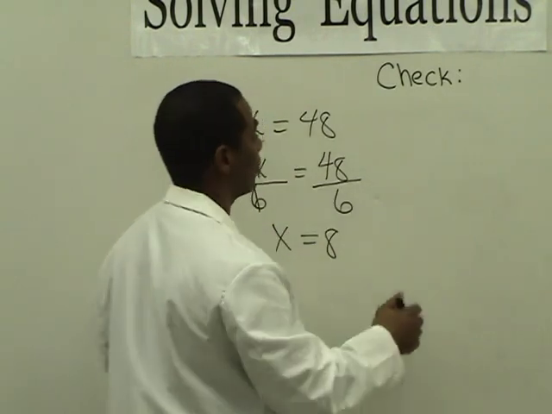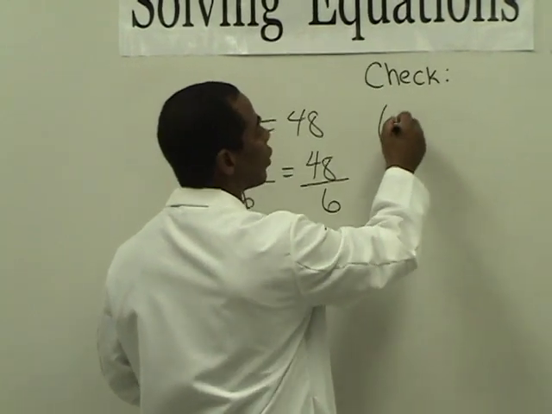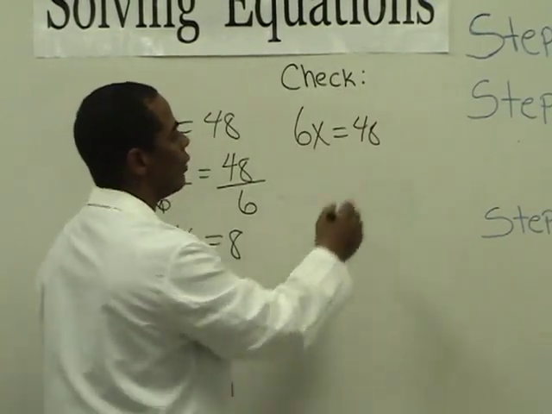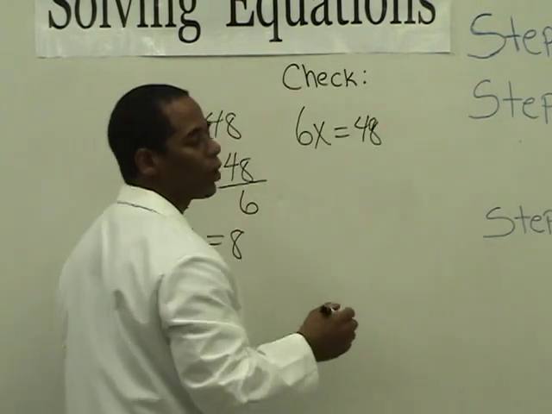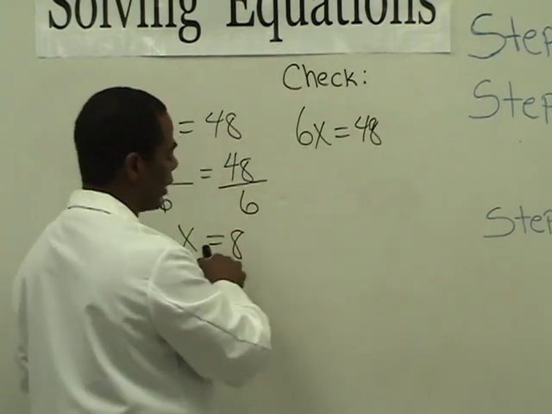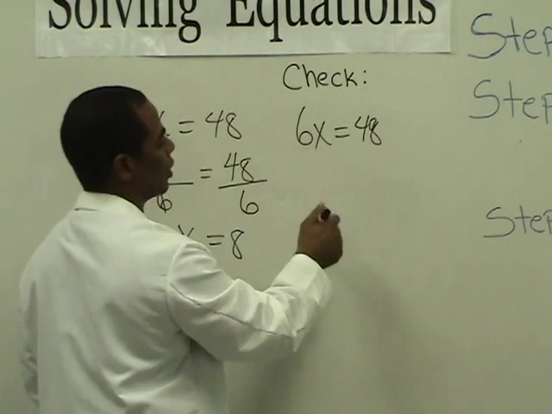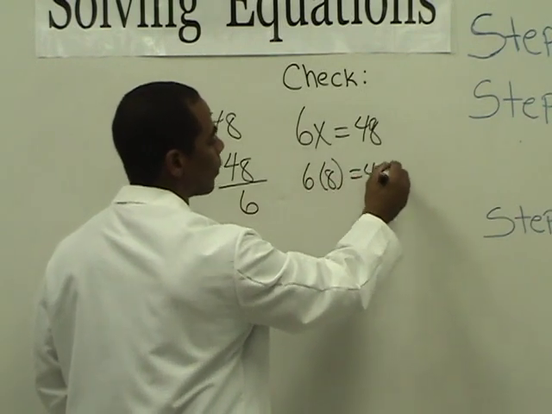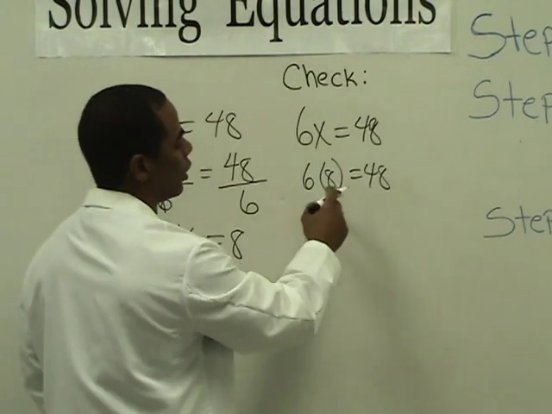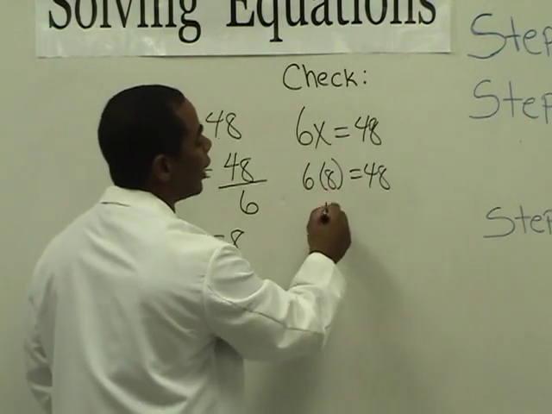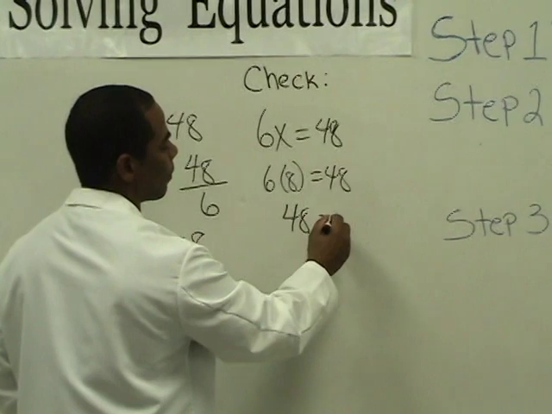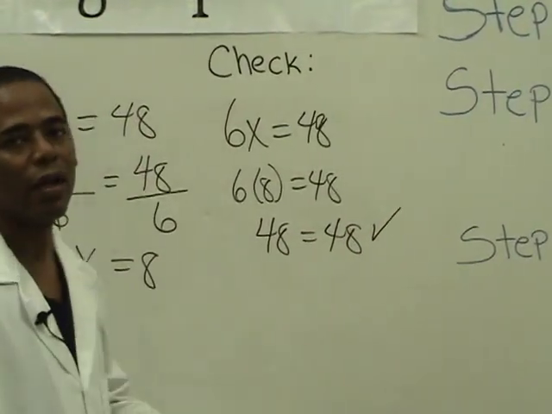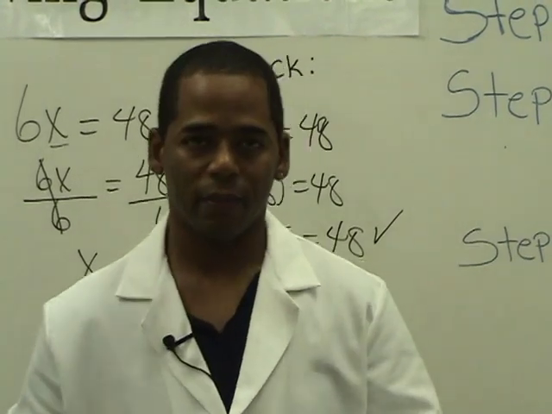Let's check and see. Rewrite the equation, 6x equals 48. Now you evaluate the equation by substituting in the 8 where we see x. So it'll be 6 times 8 equals 48. Then we do our multiplication. We know that 6 times 8 is 48. And since 48 does equal 48, it checks out and we know that we are correct.